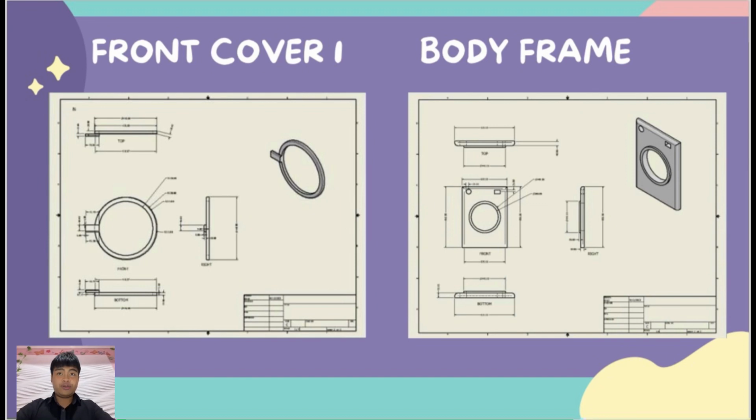From the front view, the distance between the soap dispenser and the end of the base is equal to 25 millimeters, and the distance from the control panel to the end of the body frame is equal to 35 millimeters.